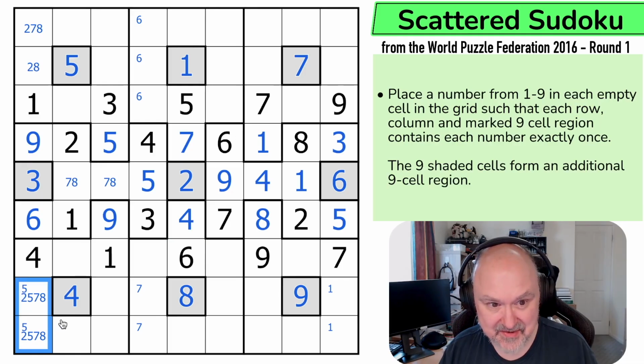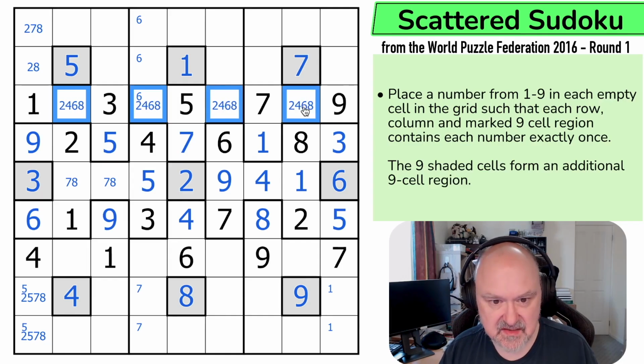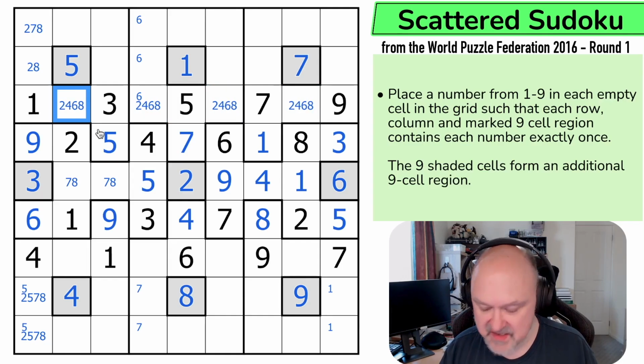I don't know what's going on anymore. So what is this quadruple? These are just 2, 4, 6, 8. Because 1, 3, 5, 7, 9, they've been there for ages. Maybe that would have helped me.